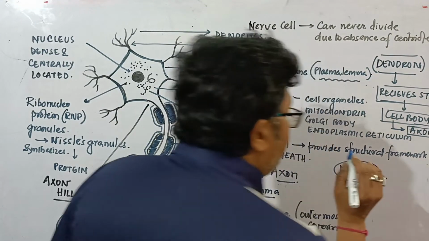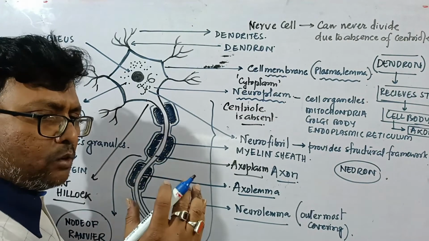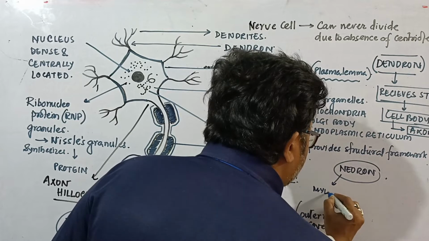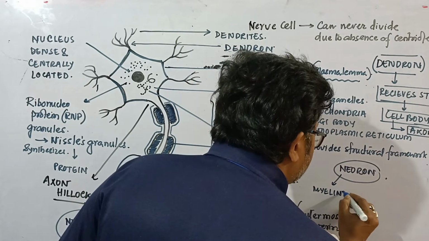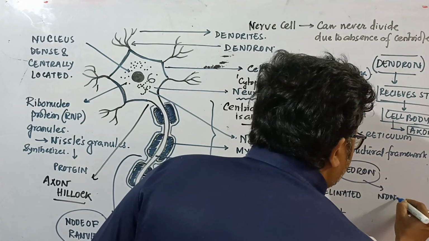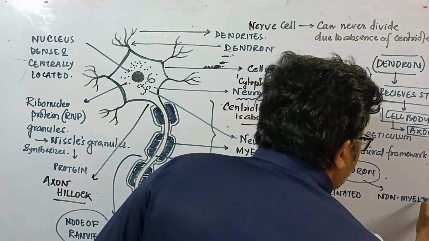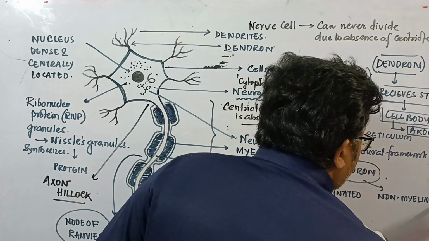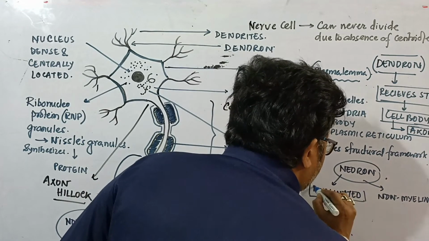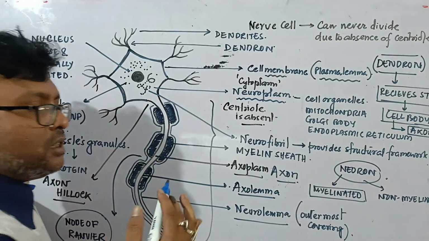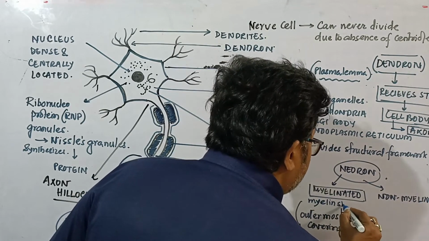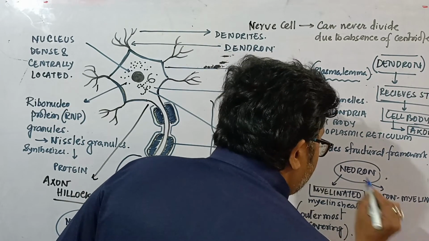Okay, since I have said this much, I will say a little more. Basically this neuron is of two different types. Know that one is known as medullated or myelinated neuron, and the other one is known as non-myelinated neuron. So what is a myelinated neuron? The neuron where the myelin sheath is present. A neuron where the myelin sheath is generally present.